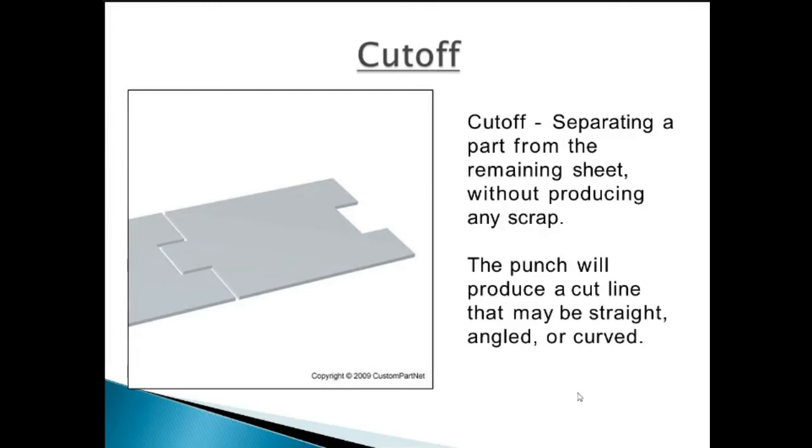म्हणजे आपल्याला एकाच शीटला दोन वेगवेगळ्या भागांमध्ये कट करायचंय विदाउट प्रोड्युसिंग द स्क्रॅप. That time we are doing the cutoff operation on the sheet metal. The punch will produce a cut line that may be straight, angled or curved. आता तुम्हाला जी कट करायची ती डिपेंड्स अपॉन तुम्हाला कुठल्या कट करायचं, स्ट्रेट लाईन कट करायची, अँगल मध्ये कट करायचंय, व्ही शेप कट करायचंय की कर्व कट करायचंय. कट ऑफ ऑपरेशन मध्ये you have to cut the sheet metals but you should not produce any kinds of scrap due to the cutting.